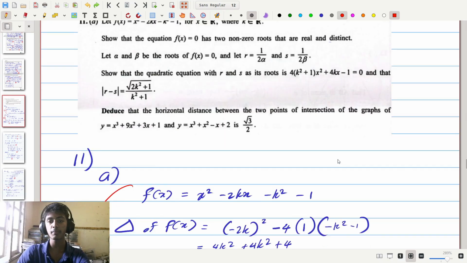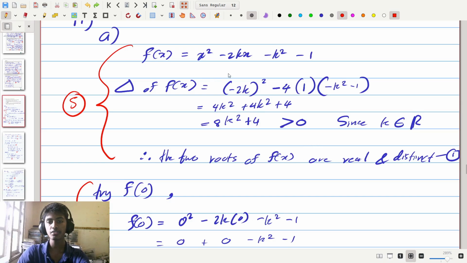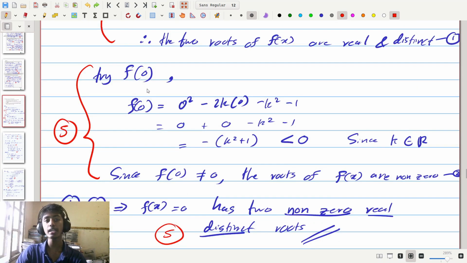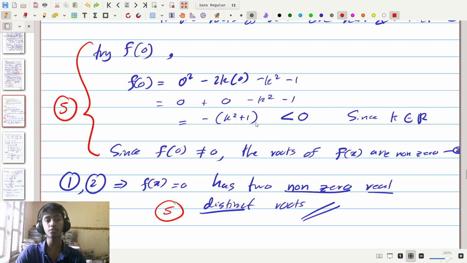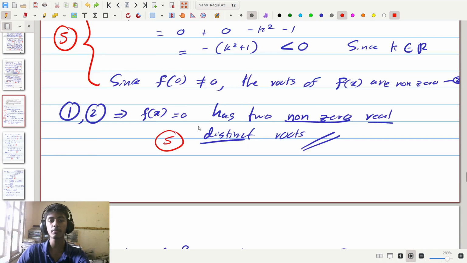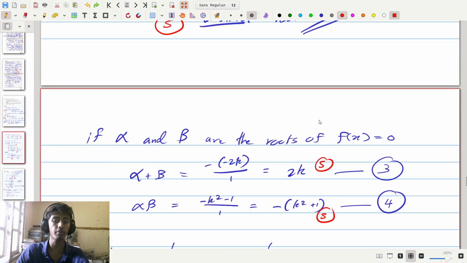So if we take a look at the marks that I have given here, for the start, when you check the discriminant and see that the discriminant is greater than 0 and find that the two roots are real and distinct, you will get 5 marks. When you try f of 0 and see that it cannot be 0, so f of 0 is not equal to 0, meaning that 0 is not one of the roots, so the roots are non-zero, you get another 5 marks. When you combine that and state that f of x equals 0 has two non-zero, real and distinct roots, you get 5 marks.